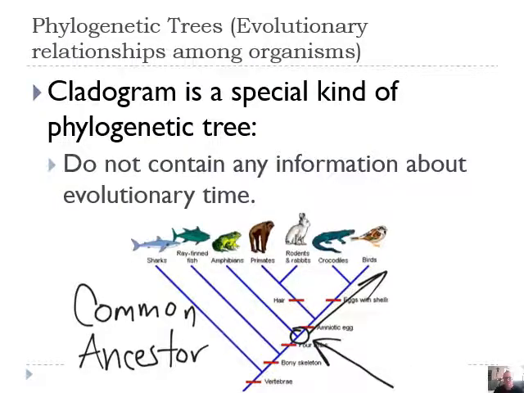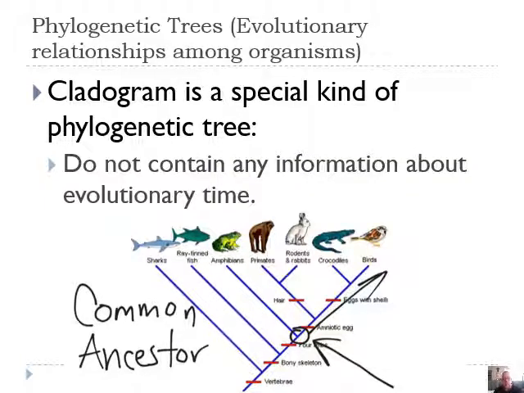Okay, so a cladogram is a special kind of phylogenetic tree, and this is the one we use in schools, specifically in Grade 11, because it's easier for you to understand. It does not contain information about the evolutionary time, and I just want to point out some bits and pieces on there.